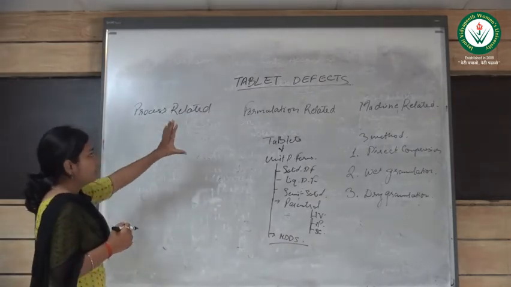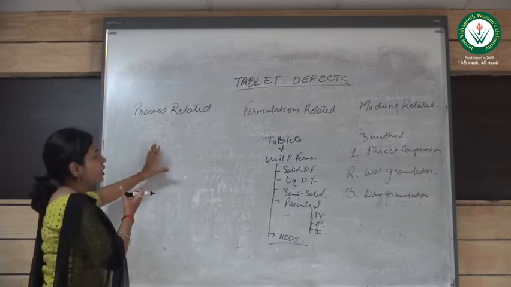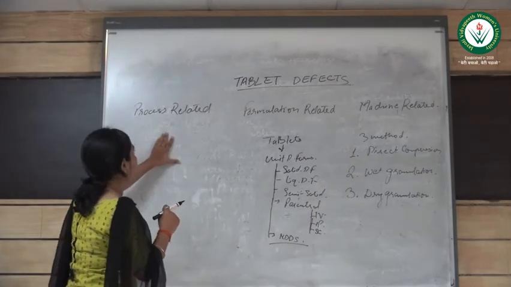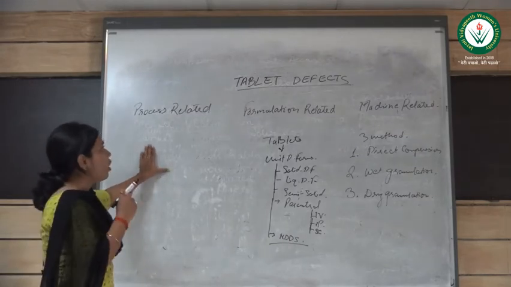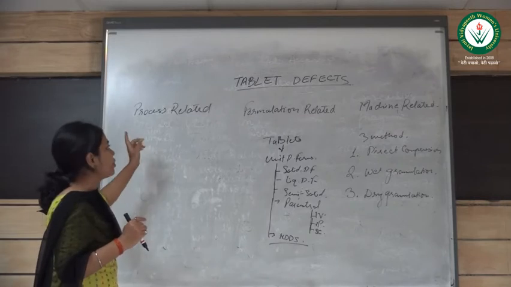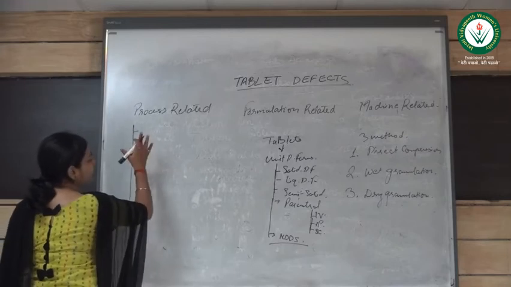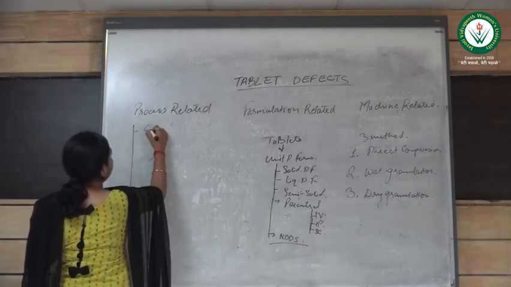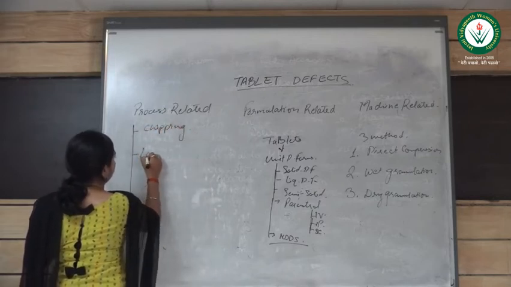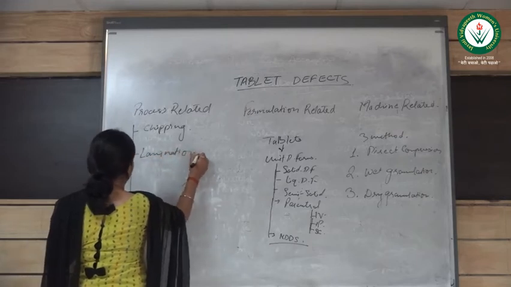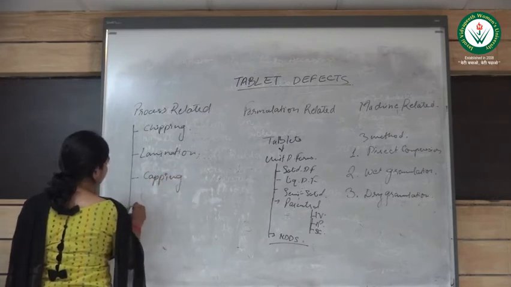The defects that are included in tablets are categorized into three main categories. The very first is process related, which means that there is an issue in the process of manufacturing that particular tablet, which is resulting in certain defects. And the types of defects included in this category are chipping, lamination, capping, and cracking.